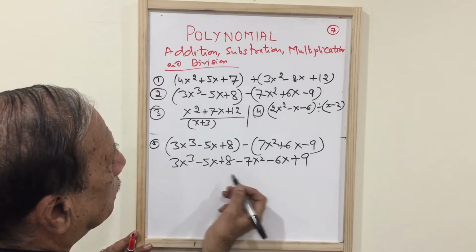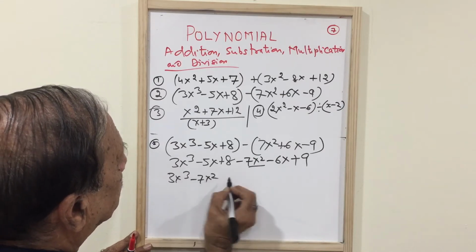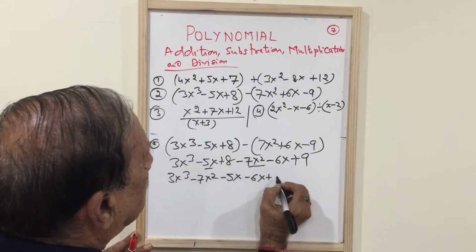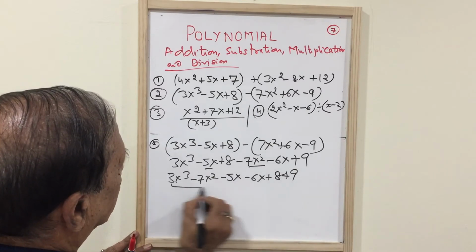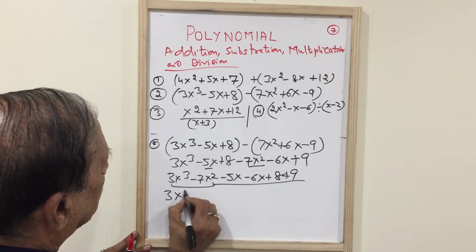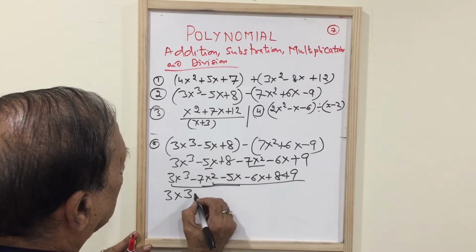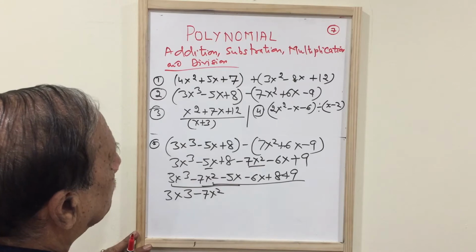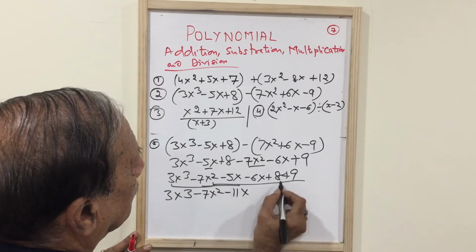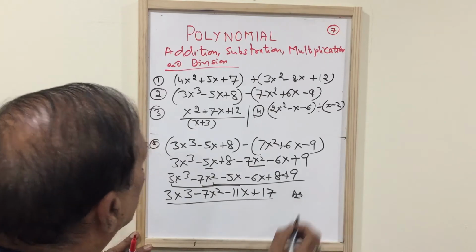We'll rearrange 3x cube, then minus 7x square, minus 5x and minus 6x, plus 8 and plus 9. So there is no other x cube except one, so we'll write 3x cube as such. And minus 7x square is also one term, so 7x square will come like that only. Then minus 5x minus 6x will be minus 11x, plus 9 and 8, 17. So this will be the required solution of the equation.